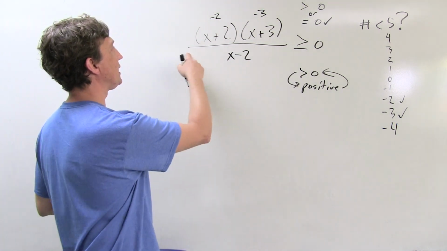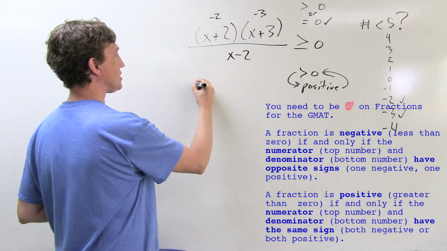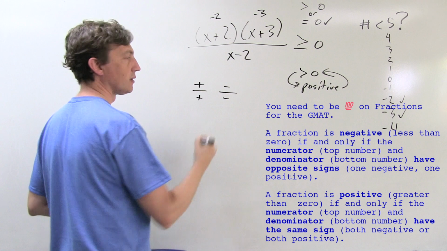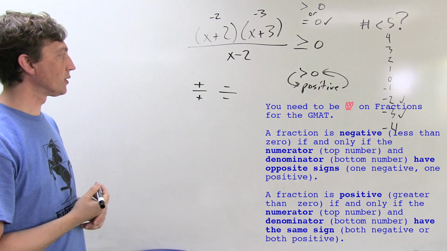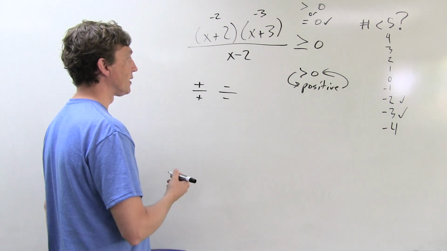So I'm just saying, when is this thing positive? Well, a fraction is positive when it's either positive over positive or negative over negative, right? What we're wondering is, when do we have both of these be positive? And to go a bit further, right?